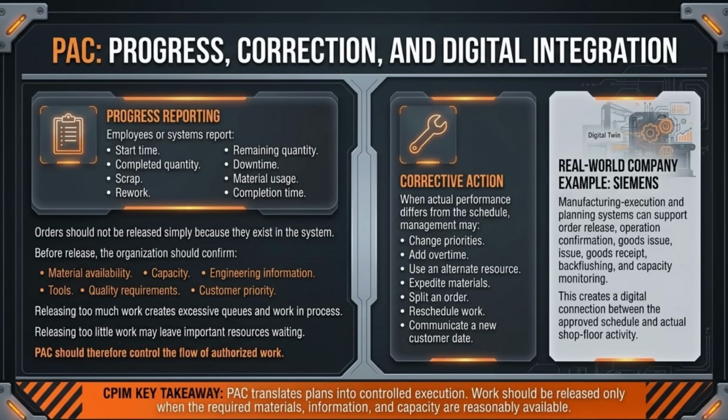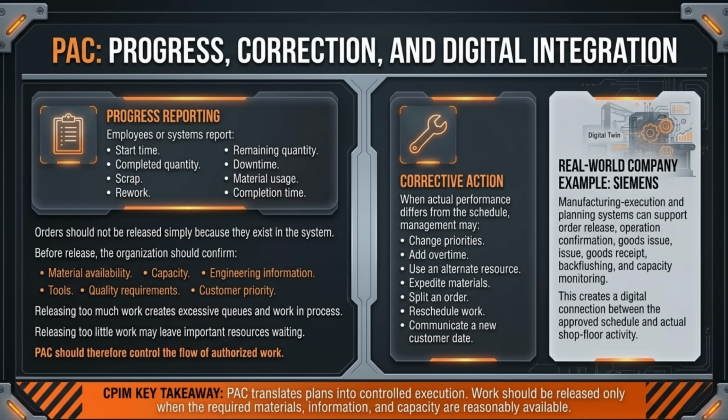Progress reporting. Employees or systems report start time, completed quantity, scrap, rework, remaining quantity, downtime, material usage, completion time. Corrective action. When actual performance differs from the schedule, management may change priorities, add overtime, use an alternate resource, expedite materials, split an order, reschedule work, communicate a new customer date.